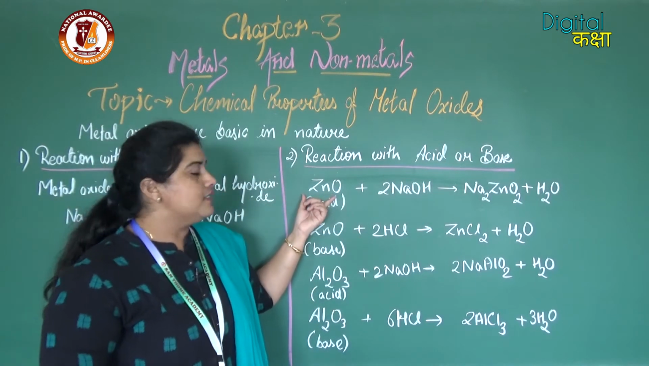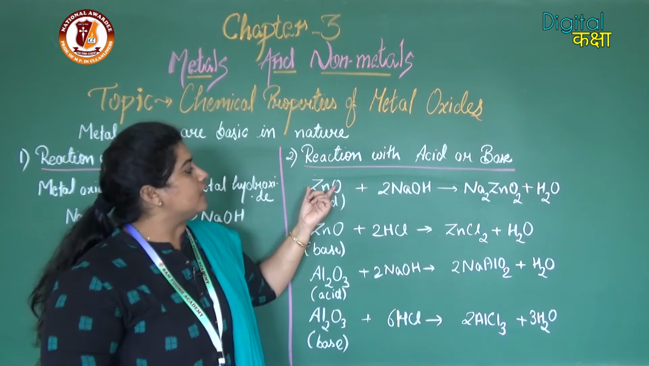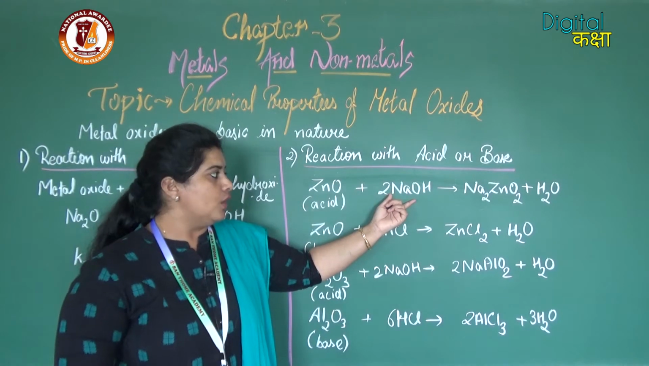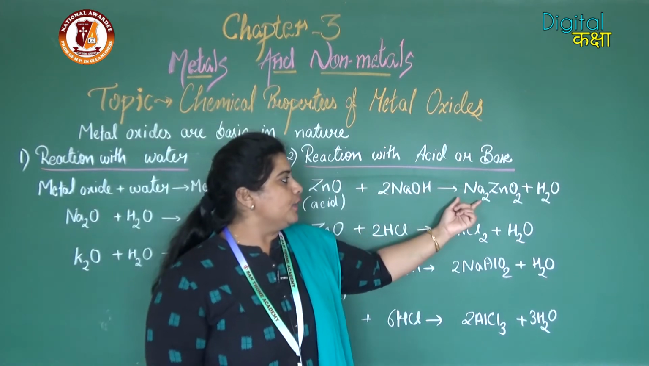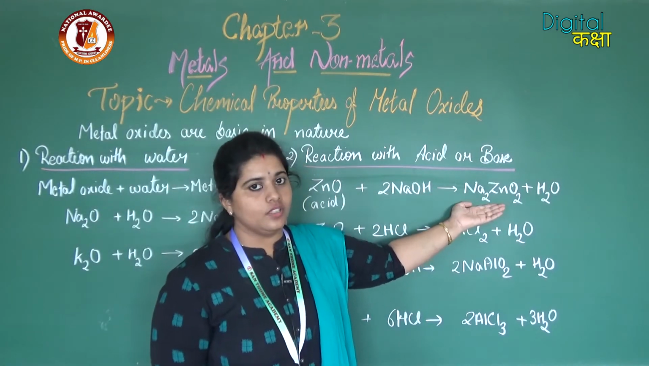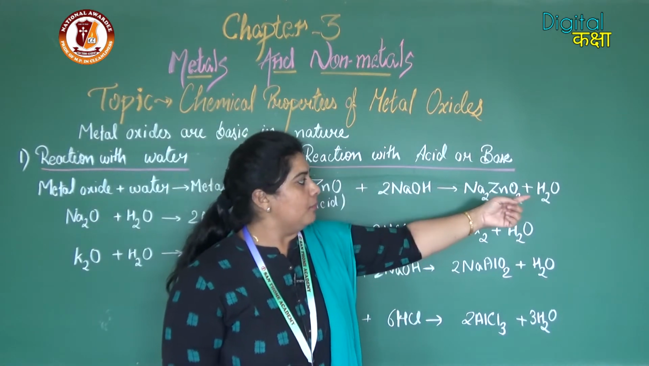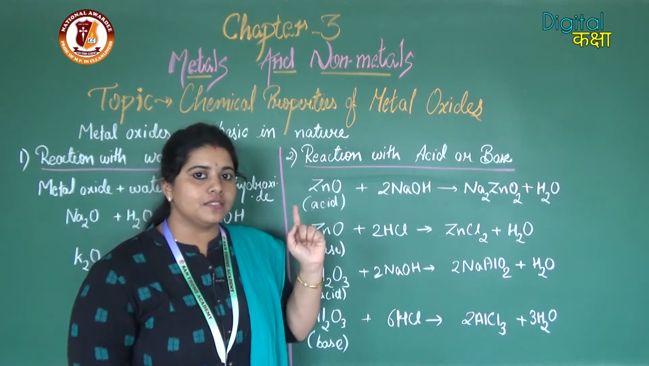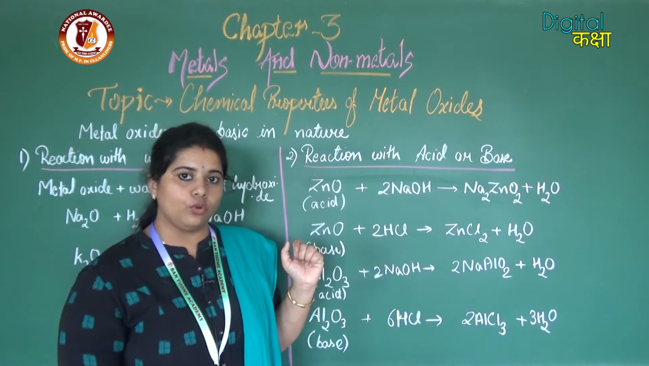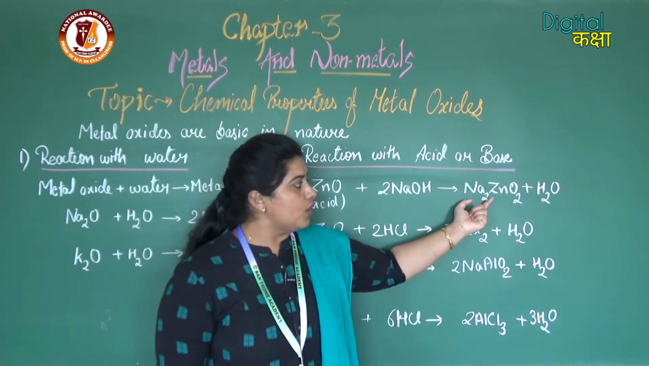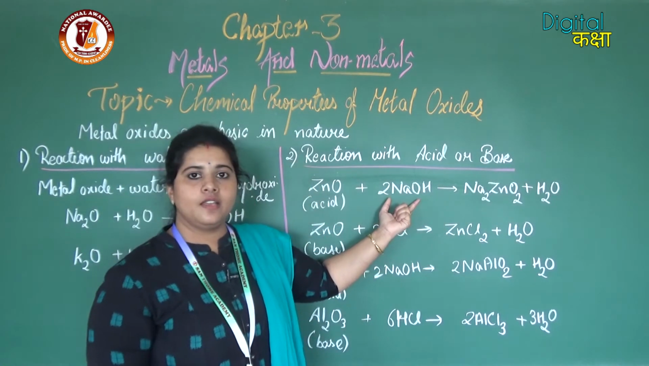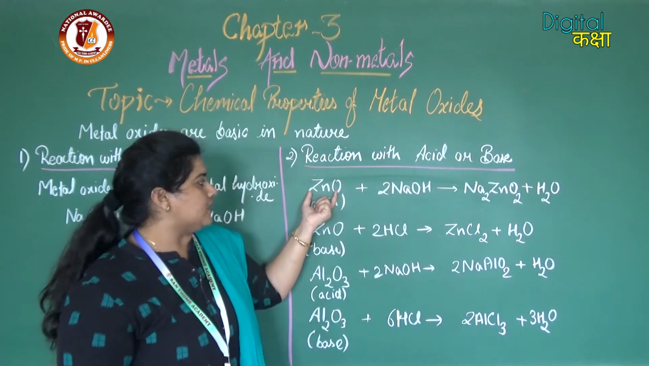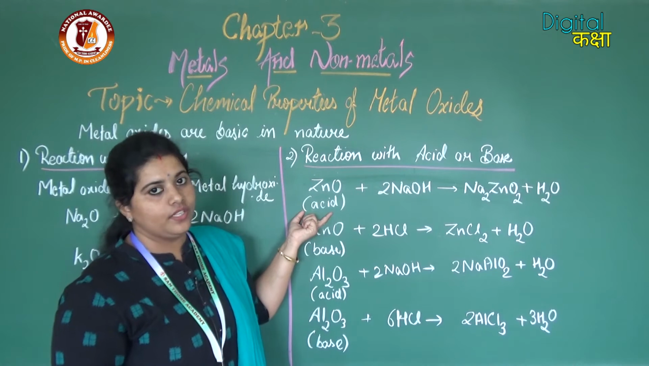Now I have taken zinc oxide reacting with NaOH base to form Na2ZnO2, a salt, sodium zincate, plus water. Now recall the reaction: acid plus base gives salt and water. So we are getting salt and water and this is a base. By this it is clear that zinc oxide is acting as an acid over here.